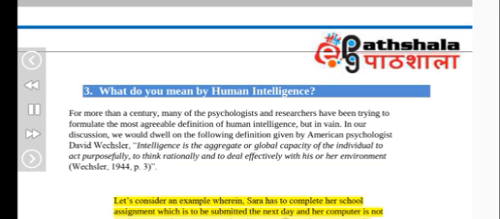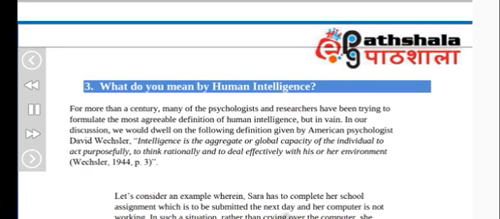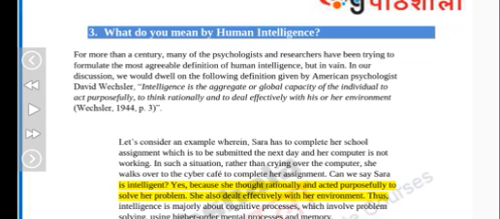Let's consider an example wherein Sarah has to complete her school assignment which is to be submitted the next day and her computer is not working. In such a situation, rather than crying over the computer, she walks over to the cyber cafe to complete her assignment. Can we say Sarah is intelligent? Yes, because she thought rationally and acted purposefully to solve her problem. She also dealt effectively with her environment.